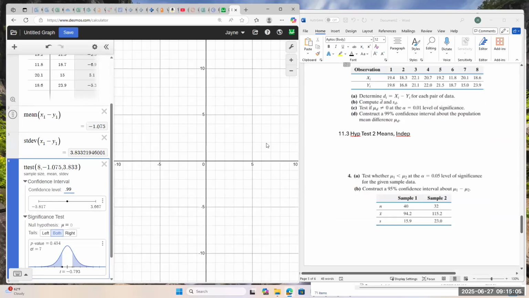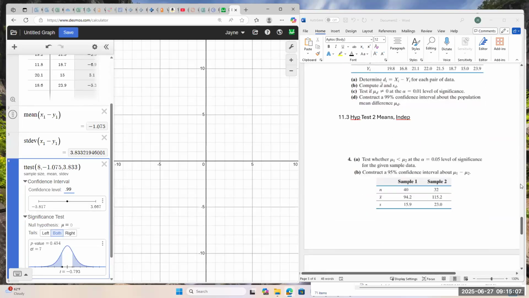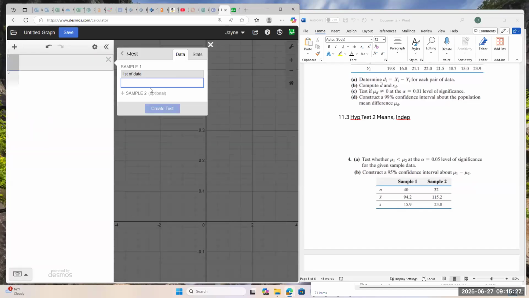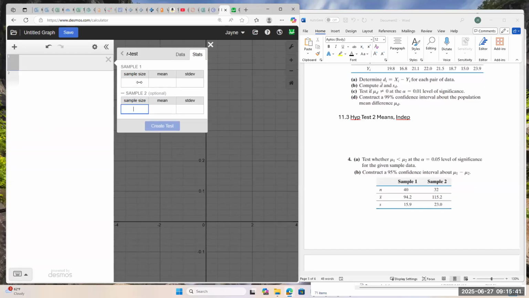When we have independent samples, so we have maybe two groups and we're comparing treatments, and we want to compare the means for each of those samples, then we'll go back here to this one. We're just going to come over here and select our t-test. And for this one, I'm again selecting statistics because I have the sample size, sample mean, and standard deviation. And I'm going to enter the information for two samples.